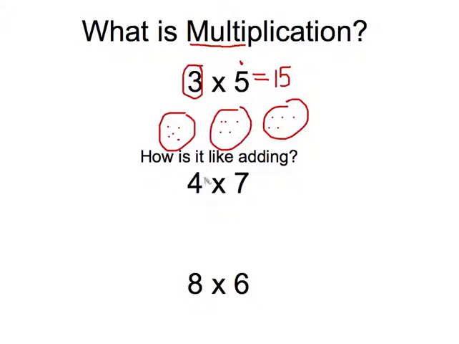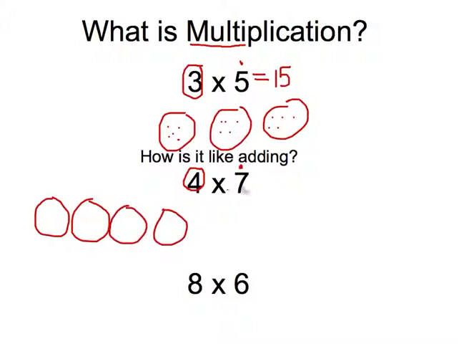Well, let's visualize first. Here we have 4 times 7. I circle my first number, that tells me how many groups. I put a dot on top of my 7 because that tells me how much goes in each group. So I need 4 circles, 1, 2, 3, 4, and within each circle I need to have 7. 7, 7, 7, 7. When I add this all up, it would be 7 plus 7 plus 7 plus 7.